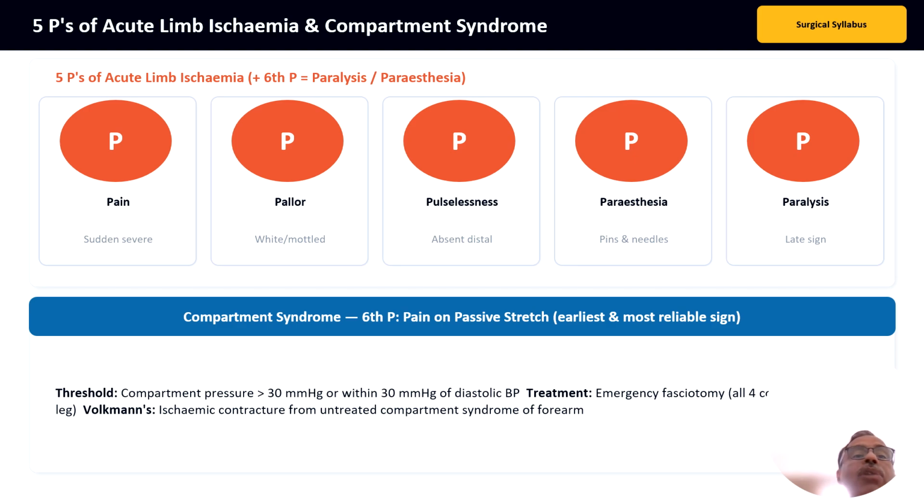Treatment is fasciotomy, or immediate fasciotomy of the leg should be done, and if done immediately, you can save the patient from further complications. So these are the classical 5 P's of acute limb ischemia, and to add on top of that is a sixth P of compartment syndrome.